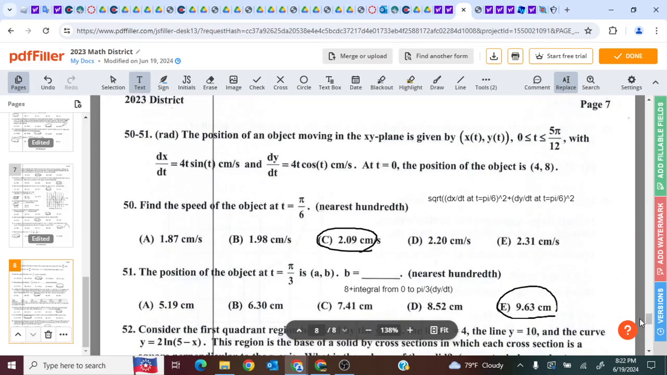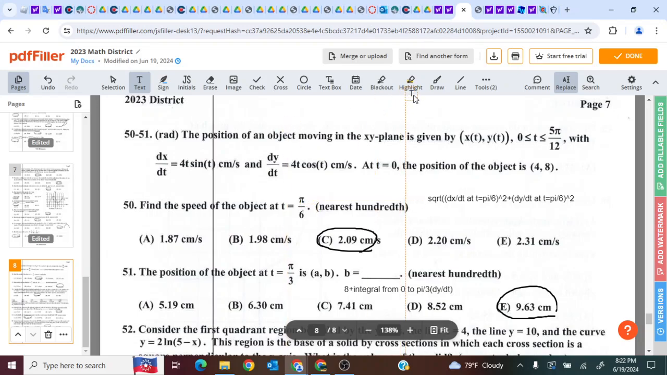The position of the object in the xy plane is given by x of t and y of t, and the derivatives of those are this. At t equals 0, the position is (8, 4). What is the speed at pi over 6?